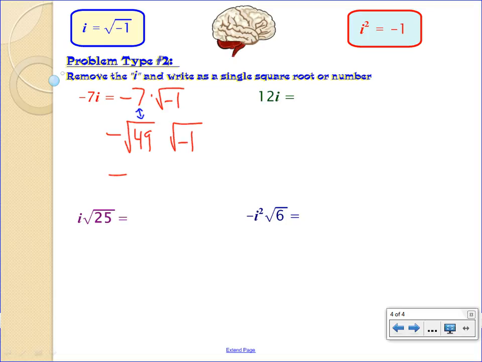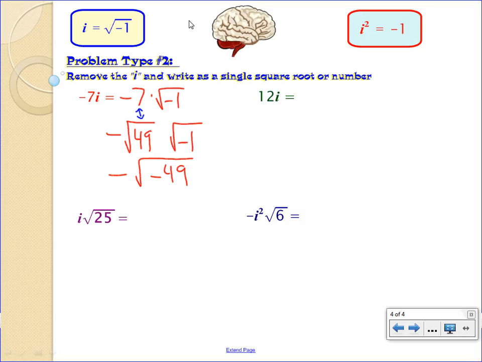And the two values that are inside the square roots, I can now merge those into one square root. And I get 49 times -1. 49 times -1 is -49. And now I'm done. That problem has been finished. We've got the i out of there. We've merged them together into one single square root, which is perfect.